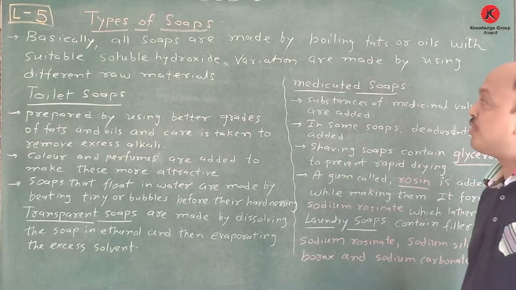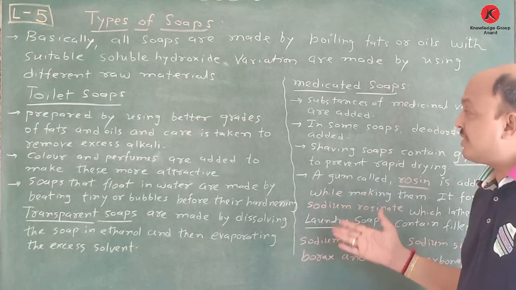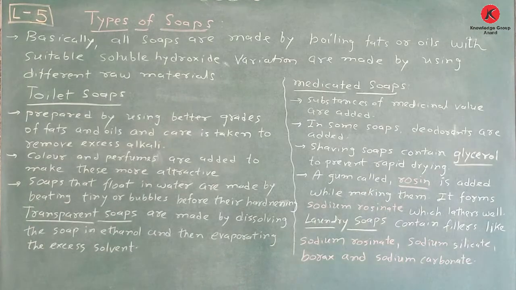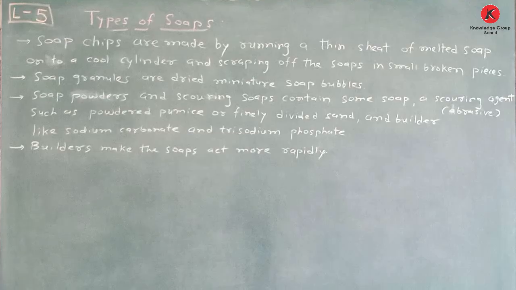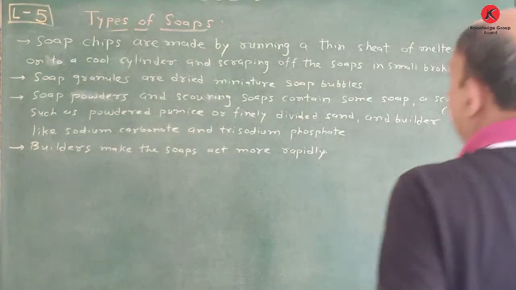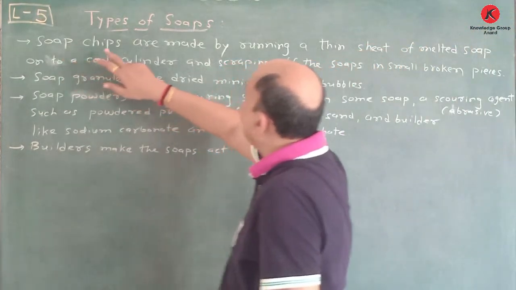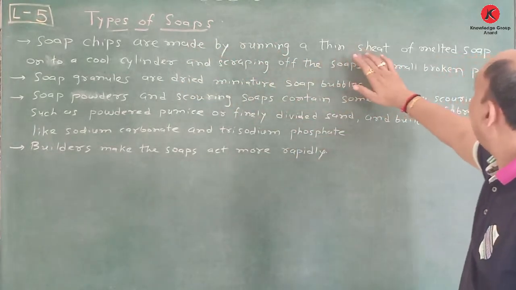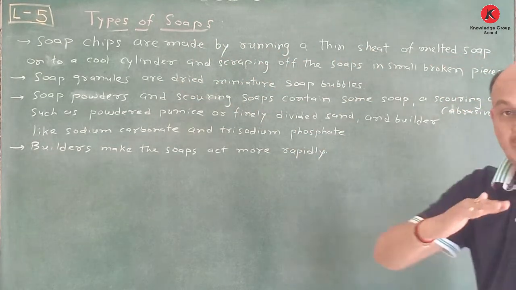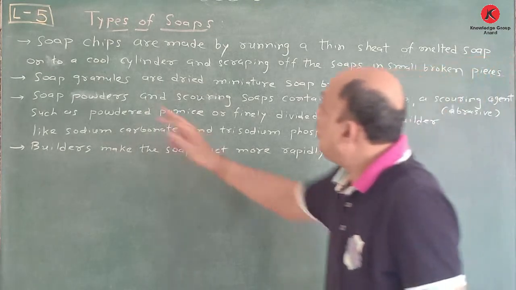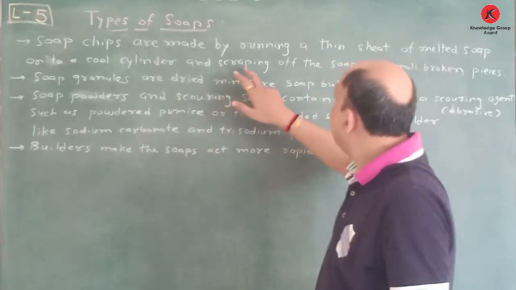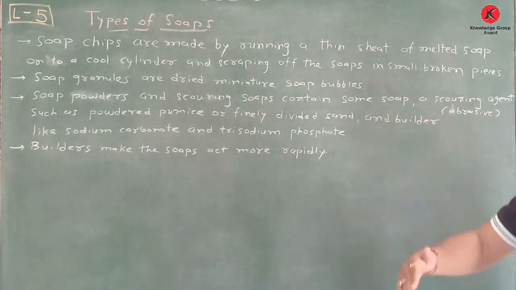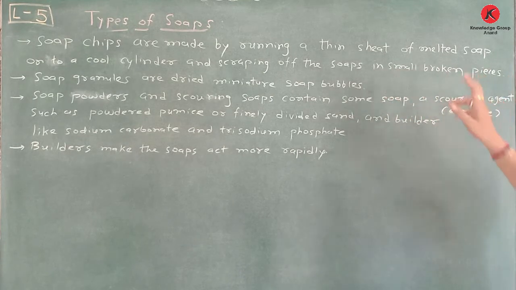So here, types of soap, we continue this lecture according to your NCERT textbook. Make a screenshot. Here in types of soaps, soap chips are made by running a thin sheet of melted soap onto a cool cylinder and scraping off the soap in small broken pieces.